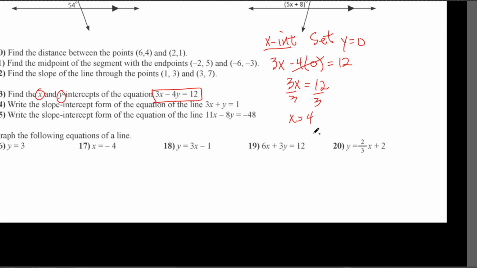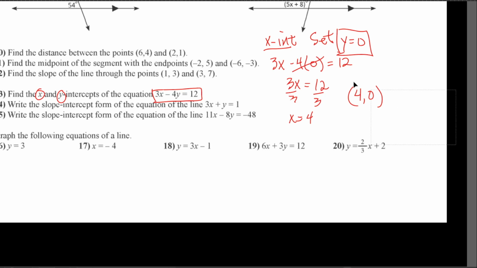But I don't just write x equals 4 and circle it. It's an ordered pair. So how do I write an ordered pair? 4, 0. Why did I make the 0 second? Because I set y equal to 0, and I found what x was. Everybody see that? That's half my answer. It's only half of it. Why? Because now I've got to find the y-intercept. That's right.